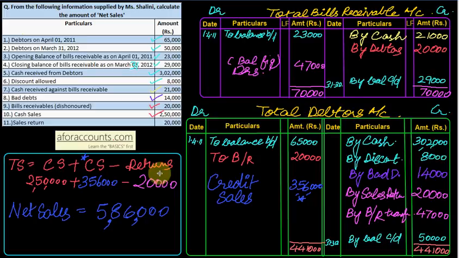So this is how, from missing information, we tried to find out the figure of sales. This question is about the conversion method from single entry to double entry system, that is, how to make proper trading P&L and balance sheet accounts from the information given. That we will do in further questions.